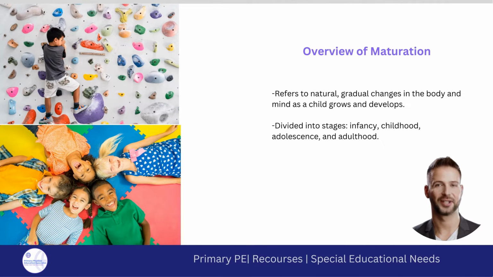Maturation refers to the natural, gradual changes that occur in the body and mind as a child grows and develops. These changes are determined by genetic factors and are generally consistent across individuals of the same age and gender. The maturation process can be divided into several stages, including infancy, childhood, adolescence, and adulthood.